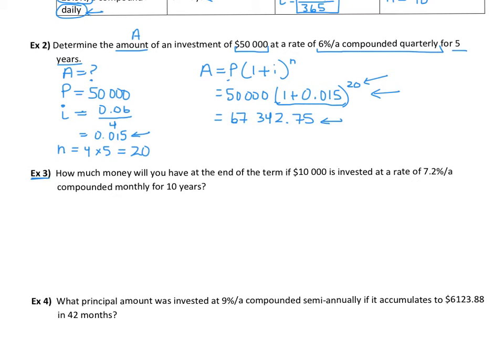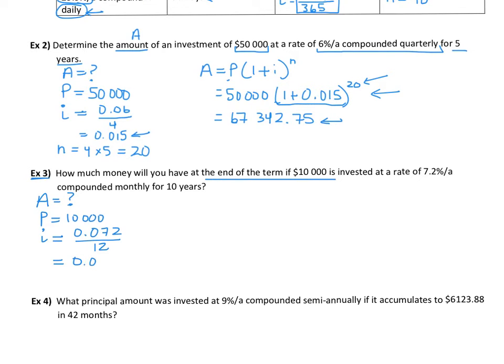All right, example 3. How much money will you have at the end of the term? So A is what you're trying to solve for. If $10,000 is invested, so the principal amount is $10,000, at a rate of 7.2%, that would be 0.072, and it's compounding monthly. So I want to divide that into 12 equal pieces. So 0.072 divided by 12. This, again, does work out nicely.